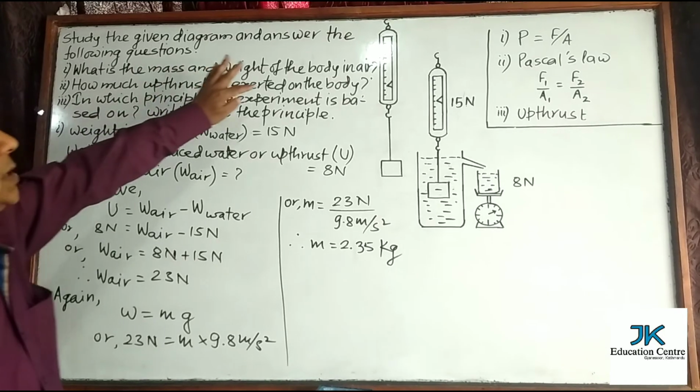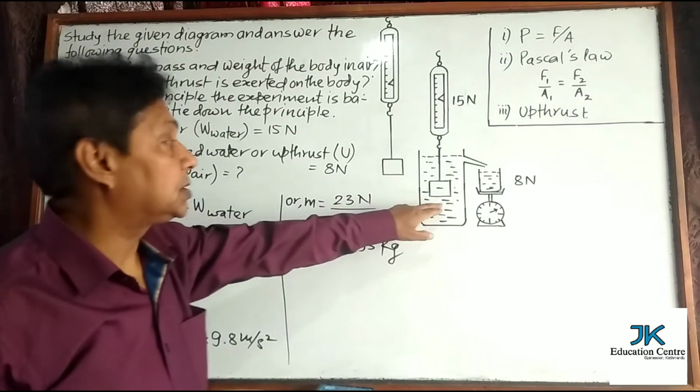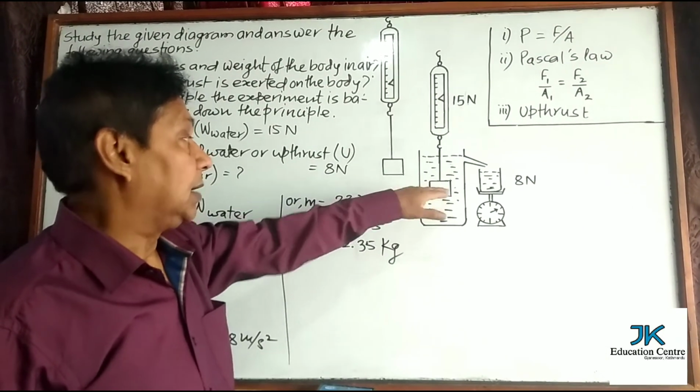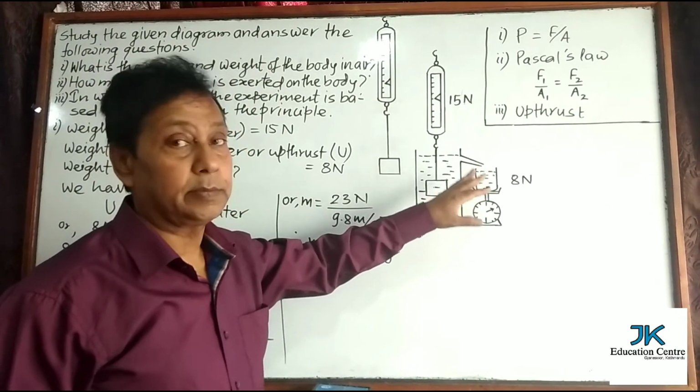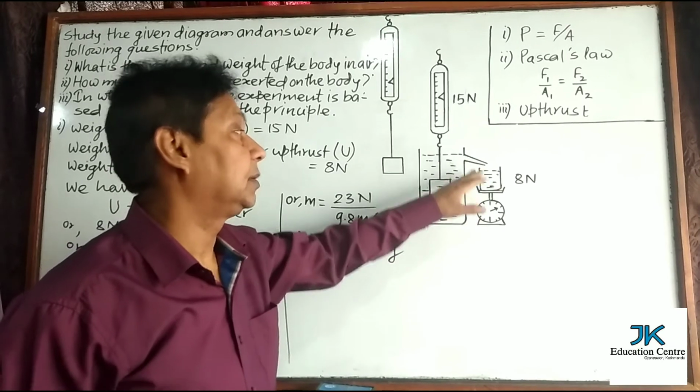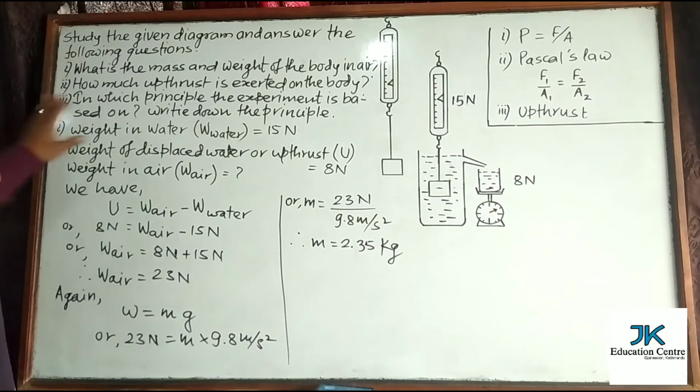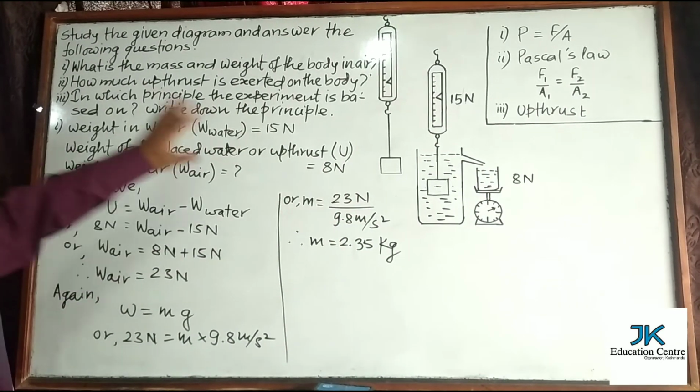How much upthrust is exerted on the body? How much is the upthrust acting on the body? And you have to write it this way. According to Archimedes principle, upthrust is equal to the weight of displaced liquid. Therefore the upthrust acting on the body is 8 Newton. This is what I am saying verbally, you can write the answer easily.